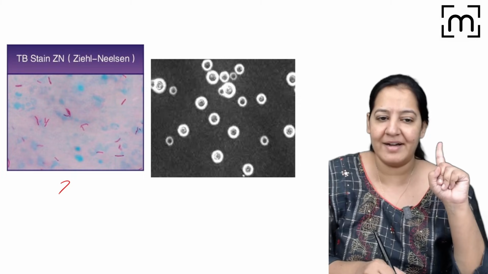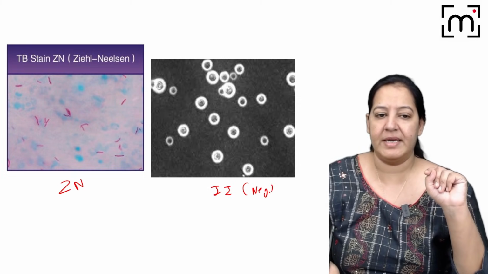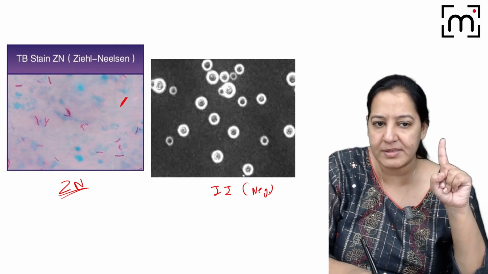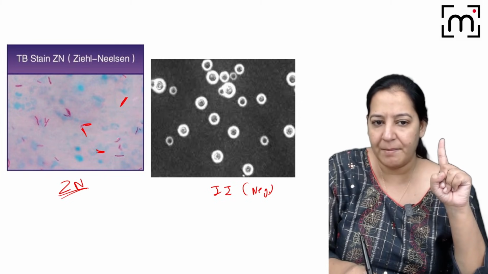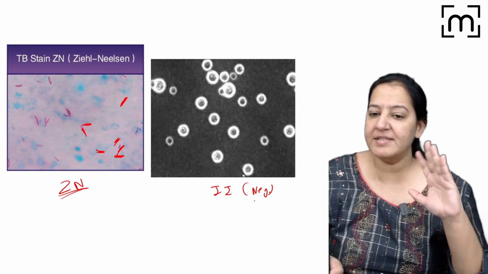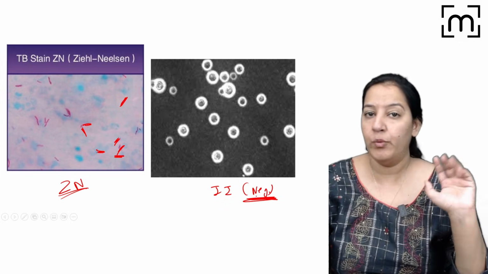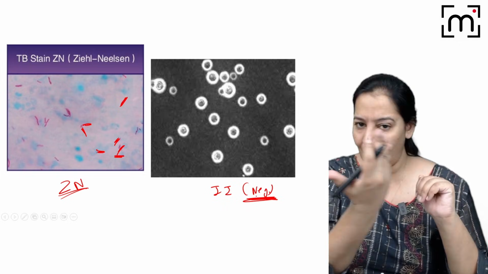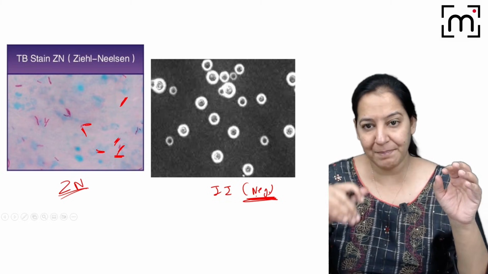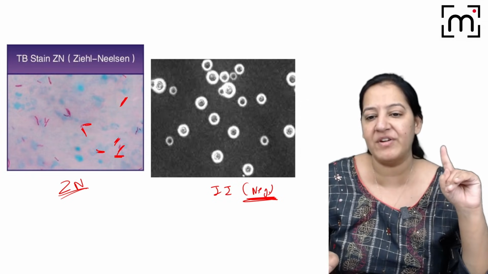Can you see, this is ZN stain and this is India ink, the negative stain. In ZN stain, we can see Mycobacterium tuberculosis as red color rods. And Indian ink is a negative stain. What do you mean by negative stain? In negative stain, we stain the background. We don't stain the organism. See, the background is black color and the fungus is transparent. So a transparent organism stands out on a dark background. That is the concept of negative stain.